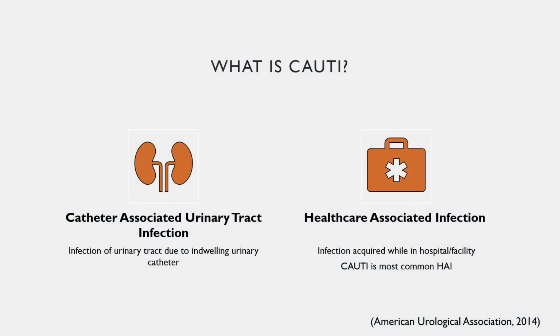What is CAUTI? CAUTI stands for catheter-associated urinary tract infection. CAUTI is one of the most common healthcare-associated infections. Many people get UTIs, but what makes CAUTI different from a normal UTI is that the infection was caused by introducing a catheter into the urinary tract. Doing this increases the risk for pathogens to enter the urinary tract and cause infection.